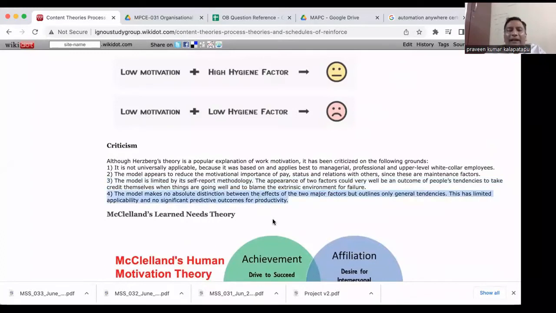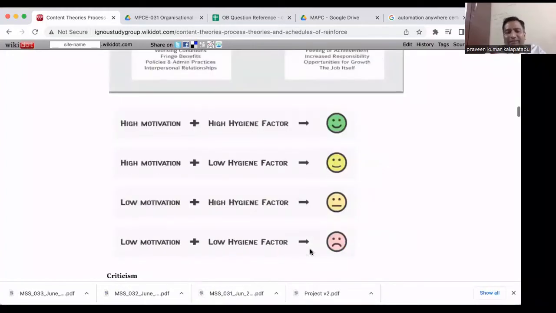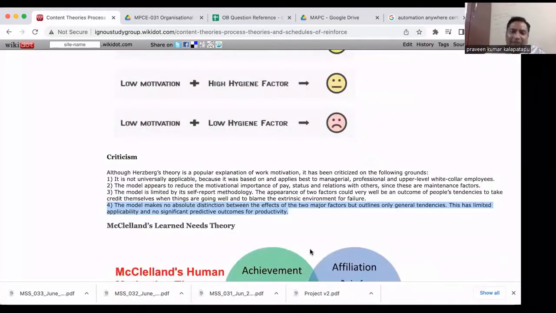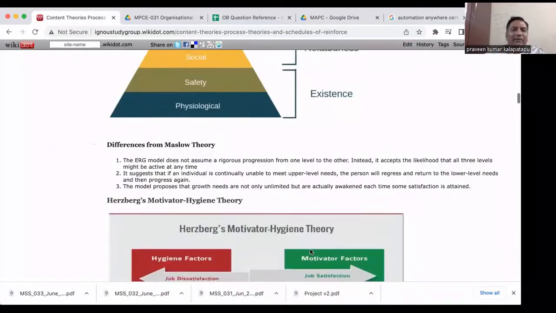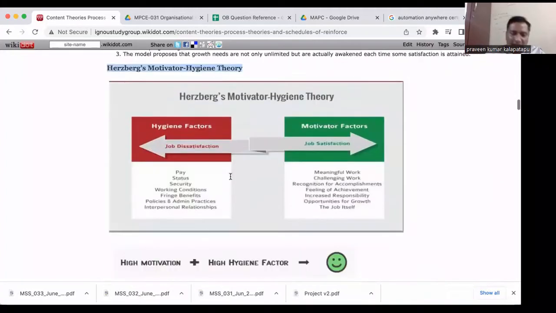It also has no distinction between the effects of the two major factors, but outlines only general tendencies. So what are the effects? Basically, we generally talked about high motivation, low motivation. He doesn't really talk about individual things as an effect, right? So how these particular factors are going to affect is not thought about in detail. That's the problem with this Herzberg motivator hygiene theory. Okay.